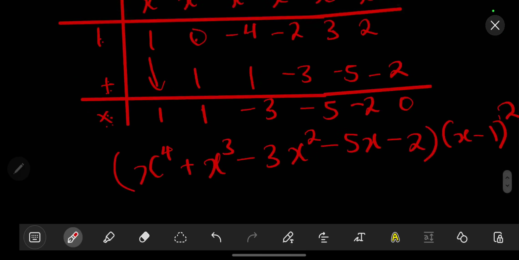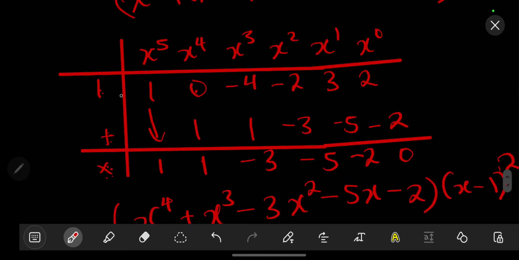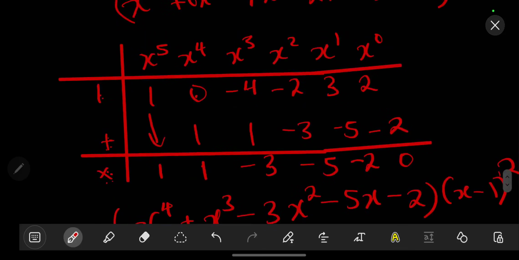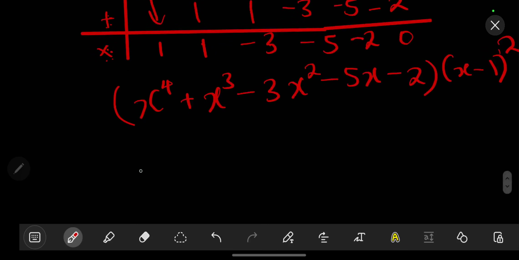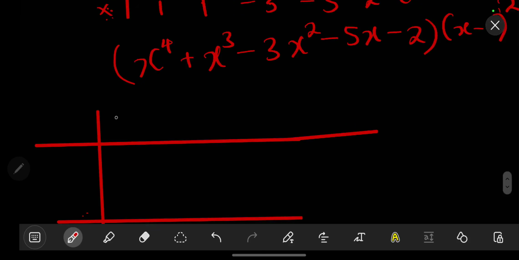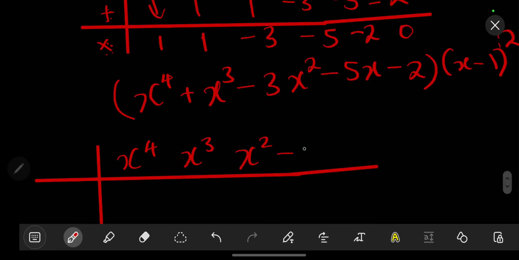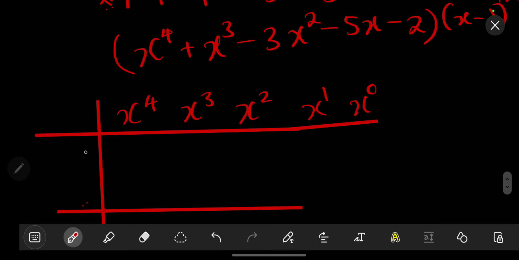Let's try again. Let's try if this same one is working. So each and every time the one is working, we are changing also this. It's not like we are maintaining the same thing. So what we are going to have is this. We have our x to the power 4, x to the power 3, x to the power 2. Then we have our x. Then we have our x to the power 0, like that. Then the factor, let's try again one if it's working.